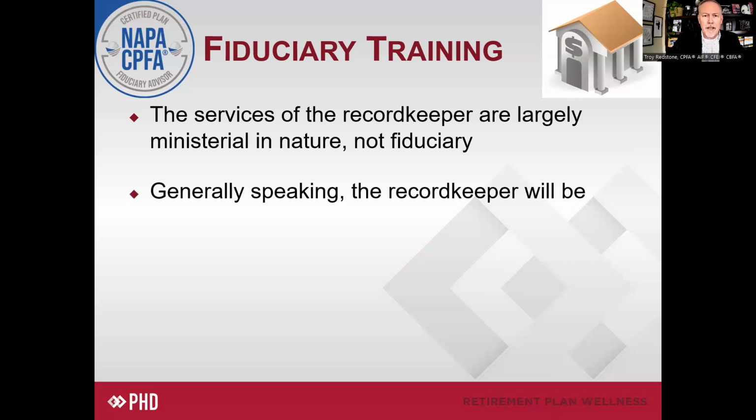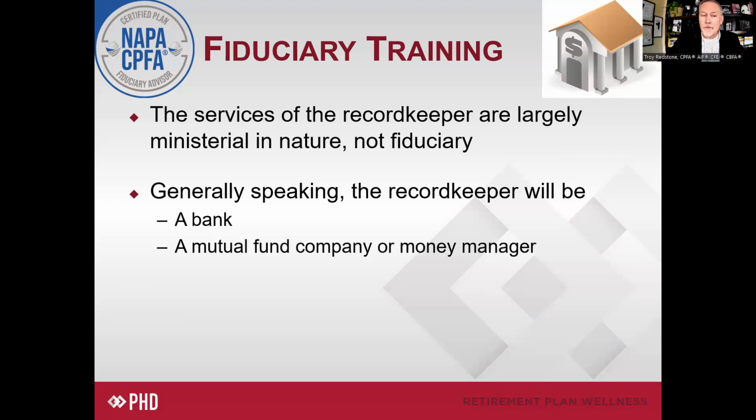Generally, the record keeper will be a bank, a mutual fund company, a money manager, or an insurance company. Now, there's only one bank really nationally speaking that's left in the game, and that's JP Morgan. And honestly, they actually outsource their back office record keeping to another company. They don't even do the record keeping themselves. But a lot of the banks have gotten out of the business. The margins are just not great from a profitability perspective.